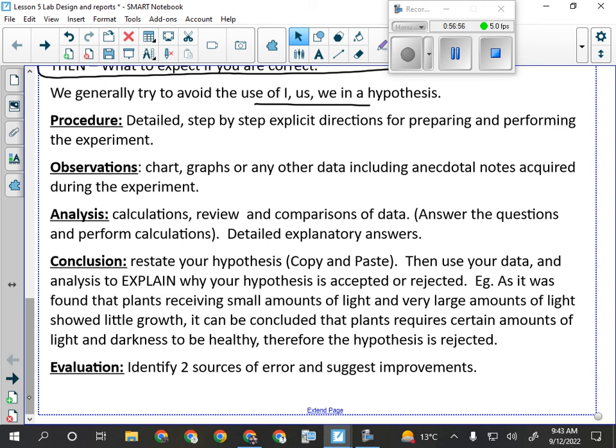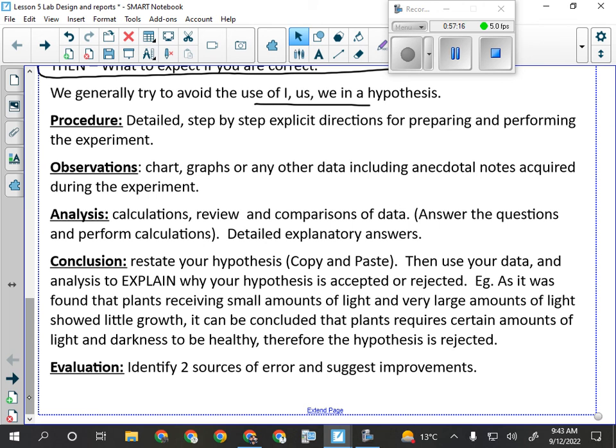Then for your conclusion, as I said, copy and paste your hypothesis, and then say something like: each unknown had its own unique properties, and we were able to use these properties to identify our unknown compounds; each compound had its own unique set of properties that matched up with observations from the data set. Whether the hypothesis is accepted or rejected is up to you.